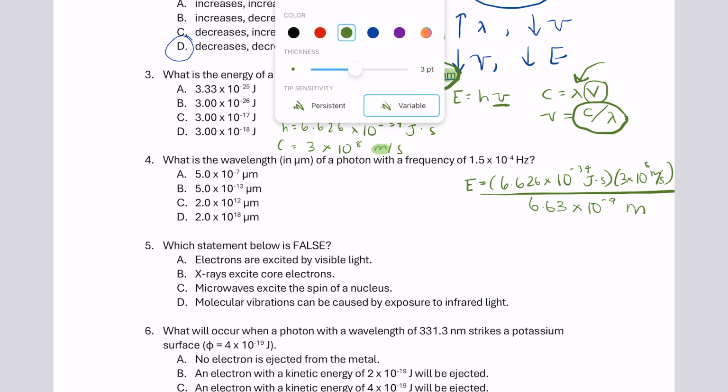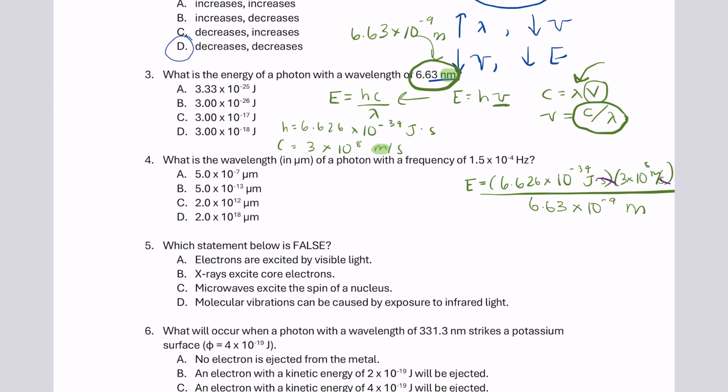Here, our seconds cancel, our meters cancel, and we're left with units of joules, which is exactly what we want because we're calculating energy. Now, you can plug this into a calculator and get an answer, but I'm also going to show you how you can make some slight approximations and do this calculation without the use of a calculator.